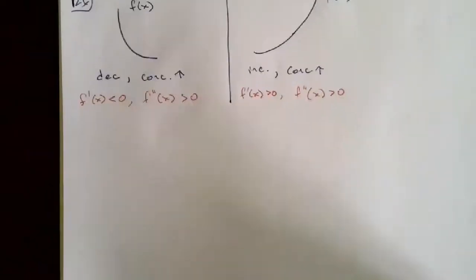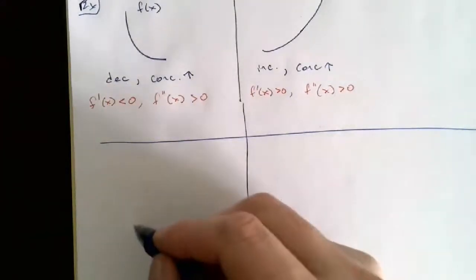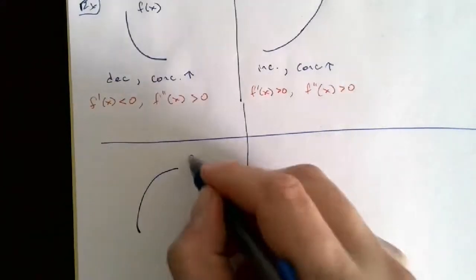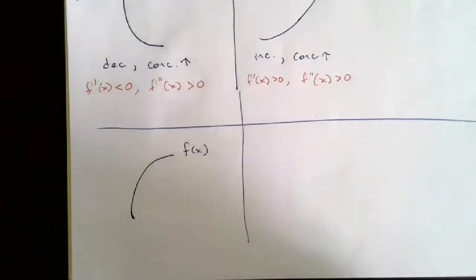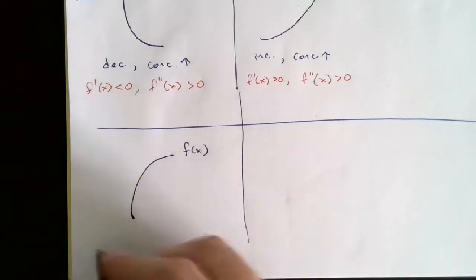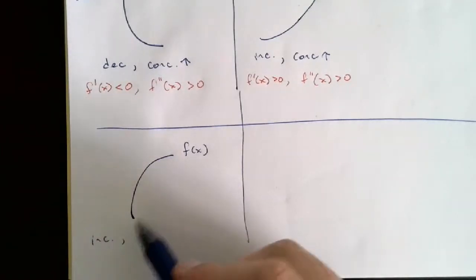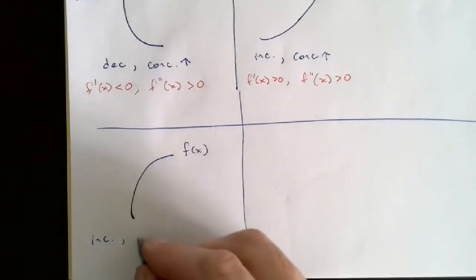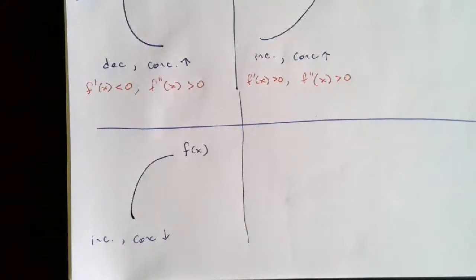Now we'll look at just a couple more. If I was to say I had a graph f of x that looked like this. Well, from left to right, what is it doing? Well, it's moving upwards, so it's increasing. Is this concave up or concave down? Well, this is concave down because it's like a bowl that's upside down. It won't hold water.